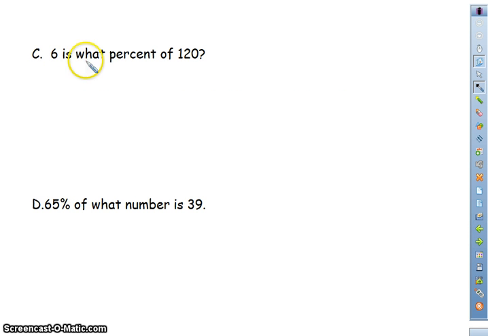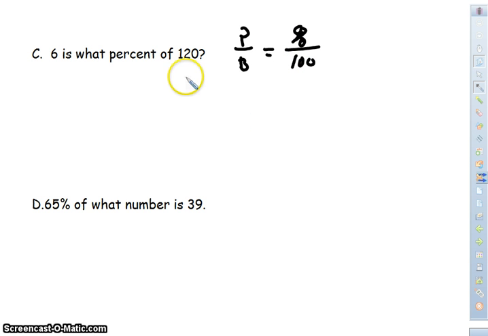Next one, letter C, 6 is what percent of 120? You can use the percent equation if you like, or using the proportion. Either one of those works. So if you do part over base equals x, or the percent, I should say, over 100, you can use that, or you can write this as an equation and then solve it algebraically. What they're wanting you to do in these is to use this. So 6 is what percent of 120?